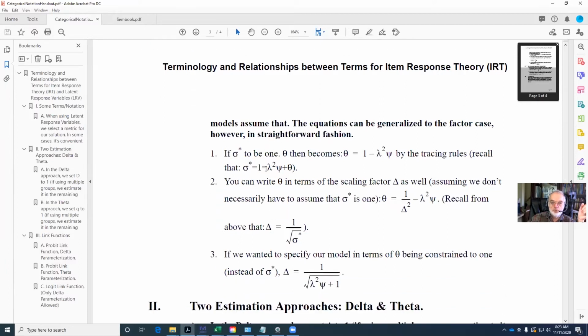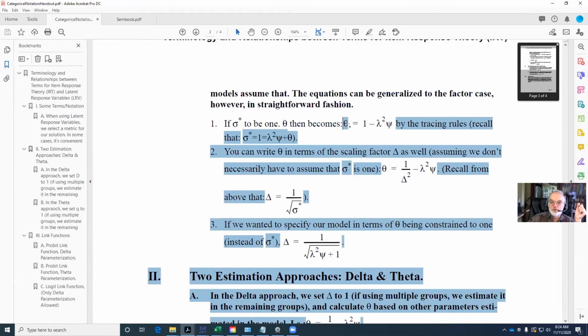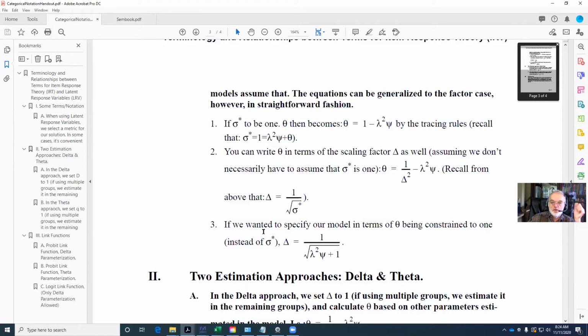These points are in bullet point form, what's talked about in the chapter. If I've got variance to be 1, then my error variance is going to be this. And if I have theta and a scaling factor as well, the error variance is going to be this in terms of the scaling factor. So those are 2 ways to think about what our error variance is going to be. If we want to specify our model in terms of theta being constrained to 1 instead of the factor variance, we're going to get this formula out for the delta.